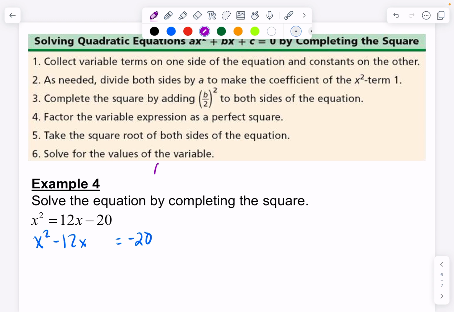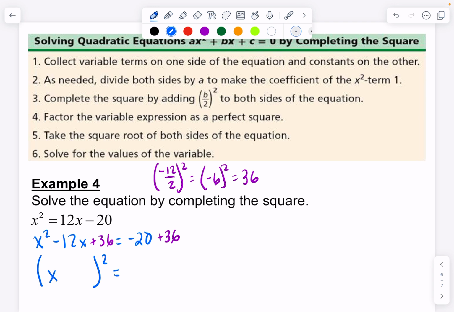I figure out my b, which is negative 12, divided by 2, squared. That's negative 6 squared, 36. I add that to both sides. What I do to one side of the equation, I do to the other. That goes back to solving equations. The left side, I tell my students we've rigged the problem. We've made it so that it factors to that. The other side of the equation, we simplify and we get 16.